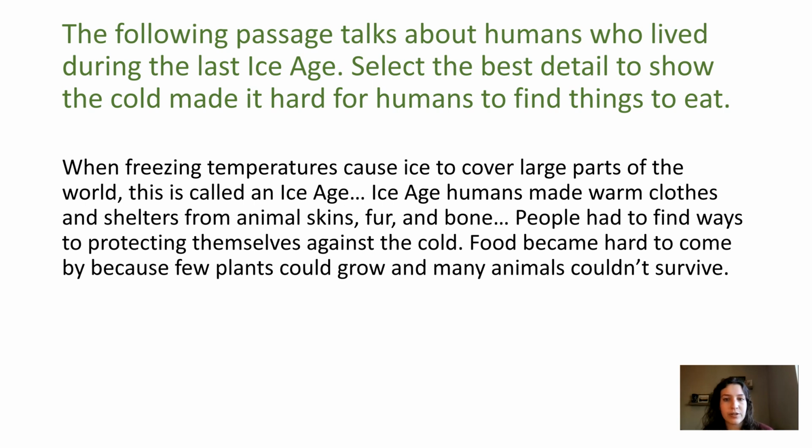When freezing temperatures cause ice to cover large parts of the world, this is called an ice age. Ice Age humans made warm clothes and shelters from animal skins, fur, and bone. People had to find ways to protect themselves against the cold. Food became hard to come by because few plants could grow and many animals couldn't survive. So, which of these sentences best describes why the cold made it hard for humans to find things to eat?